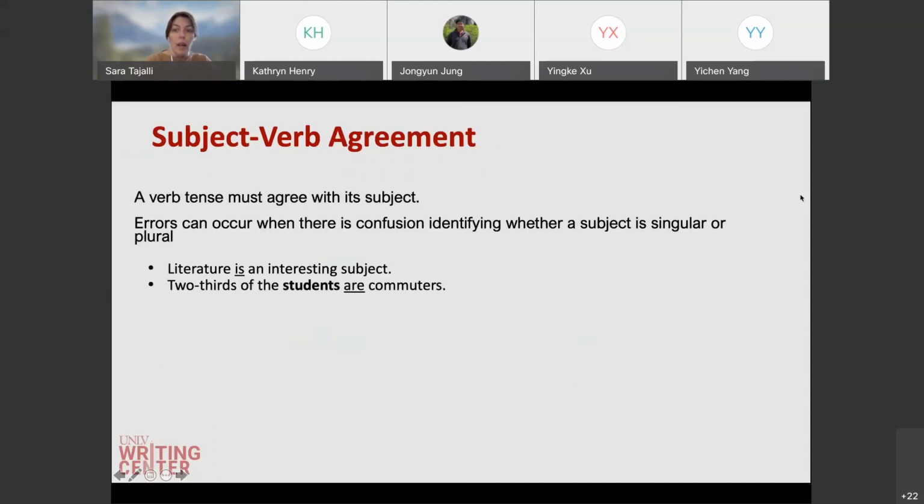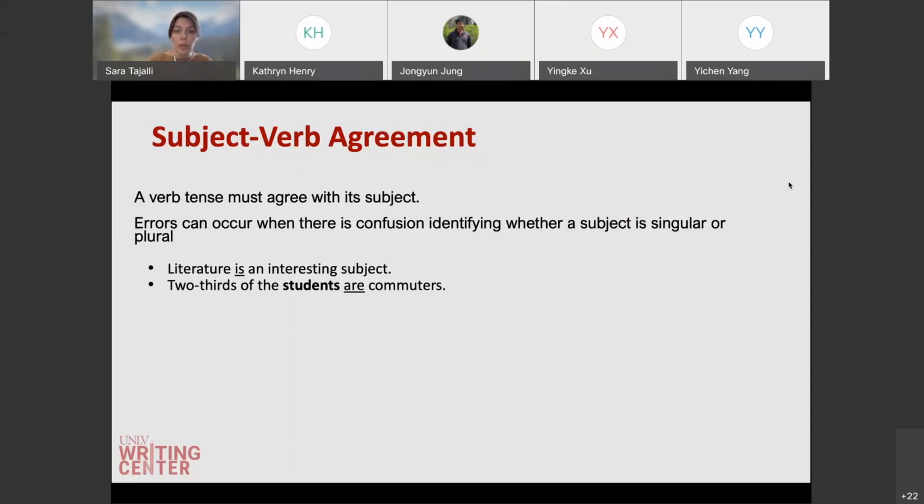Okay. Another common mistake that we see is when there's a bit of confusion in identifying whether a subject is plural or whether it's singular. So literature encompasses a lot, but it is just a subject. It's a singular subject. So when you're speaking about it, you want to use the singular verb. Literature is an interesting subject. And for plural, you want to make sure you're using the plural tense: two-thirds of students are commuters. So students are the subject in the second example, literature is the first.